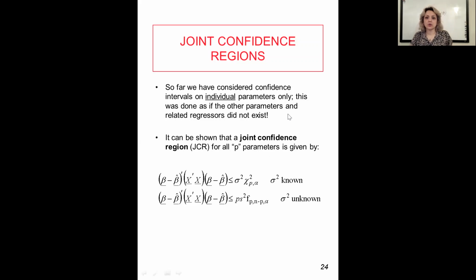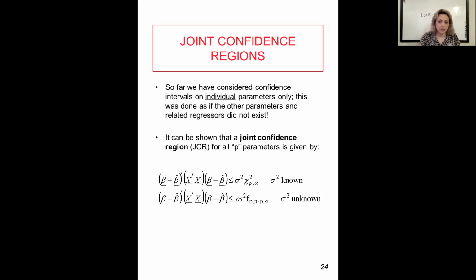It can be shown that the joint confidence region, or JCR, for all parameters is given by these two equations. And again, for sigma 2 known, sigma 2 unknown: sigma 2 known never happens. Probably you wouldn't see that in regressions. It's a special case. I've never seen it happen, but if it happens, we would go with the chi square.